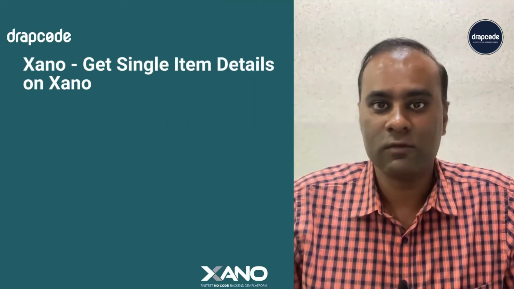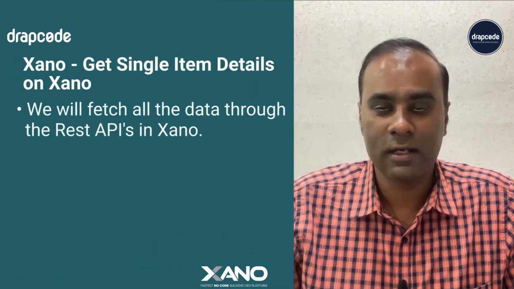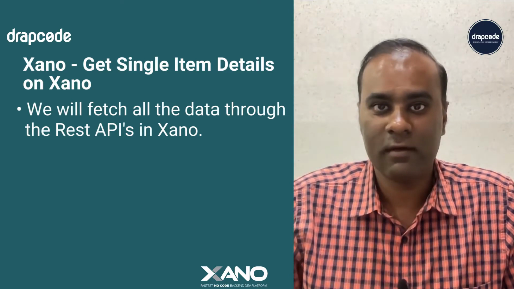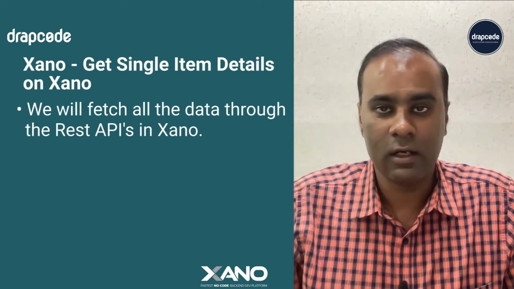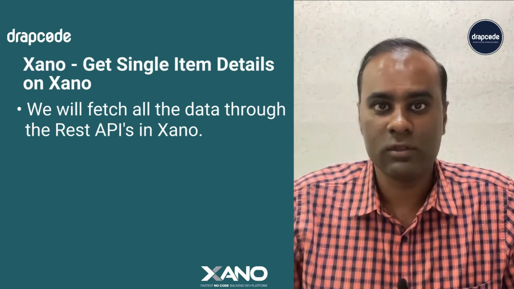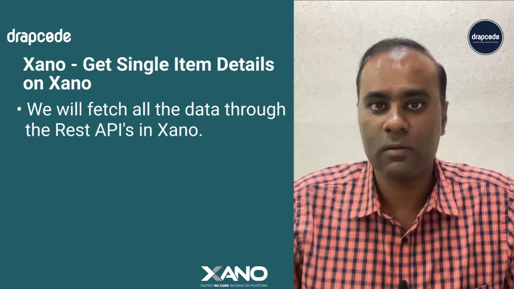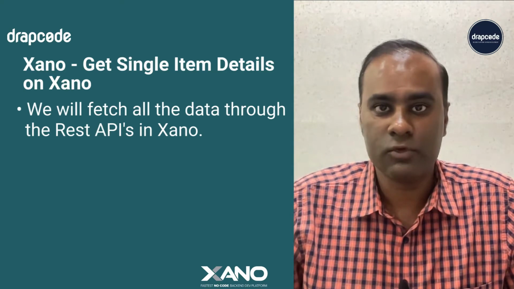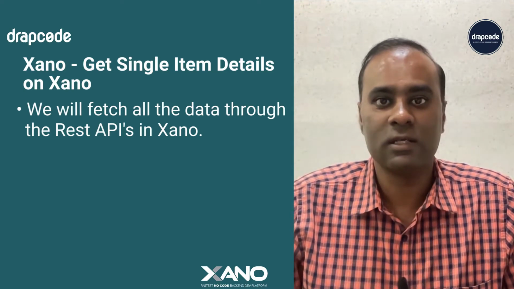So in this video, we will understand how to fetch the details of a single record or single collection item in Xano. Previously we have seen videos where we fetched data to display a list of data in a data table. Then we created new records which go directly to Xano. Here we are using Drapcode as a 100% front-end builder where you integrate with Xano and fetch, push and pull all the data through REST APIs on Xano.